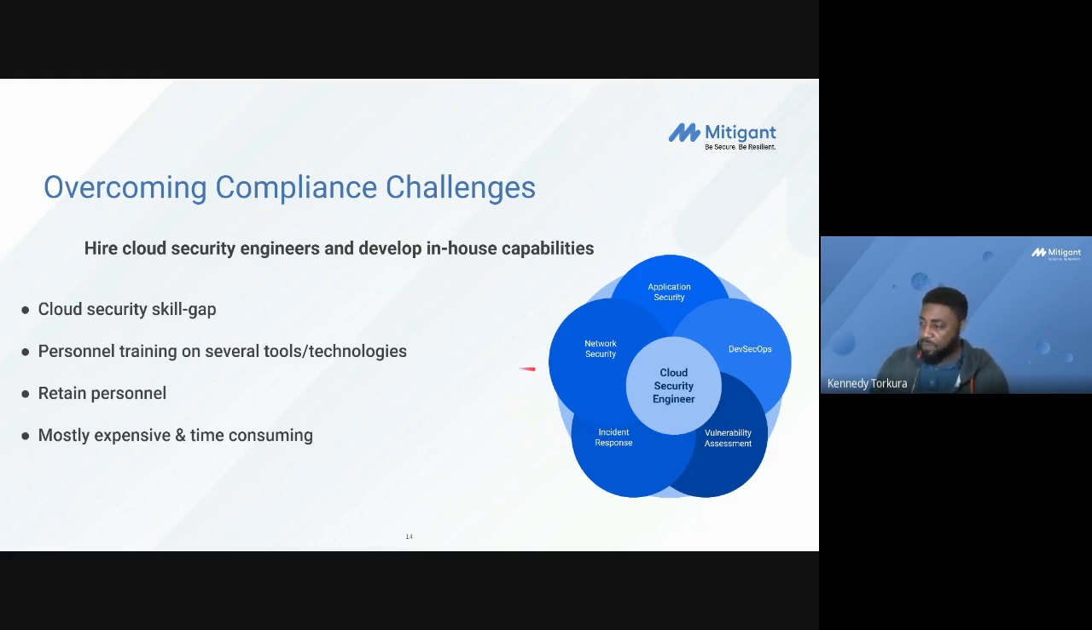So I've tried to enumerate here, for a cloud security engineer, the skills that a cloud security engineer needs to have to function well. He needs to understand things around application security, network security, incident response, DevSecOps, vulnerability assessment, and many more. Because the cloud brings different technologies together, you have to get such a person.